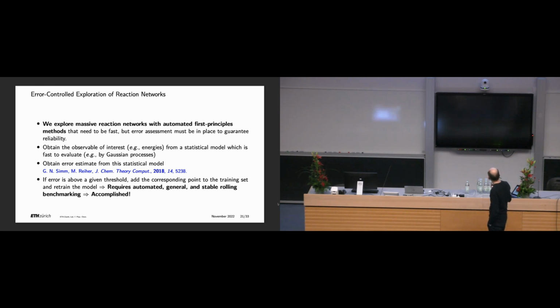So you already know that we look into these massive reaction networks with first principles methods. Now, the most important observable that we look at is, of course, the energy, and first and foremost, the electronic energy. Then we take the statistical model that we evaluate, that is a Gaussian process, and we obtain the error estimate from there. Now, if the error is above a given threshold, an idea I have already explained, then we launch a correlated reference calculation in order to get a more accurate electronic energy, and that information we then try to transport through the network.